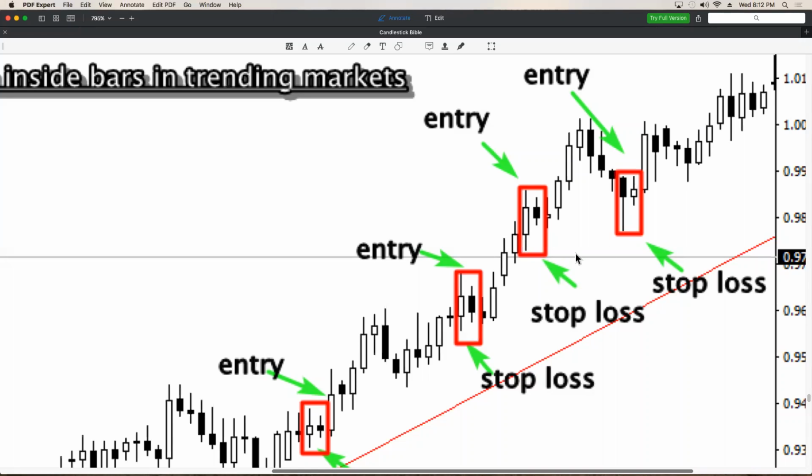This one is under the mother. This one is under the mother. You know, the entry is above the breakout on this candle. This entry is above the breakout on this candle. This entry is above the breakout on this candle.